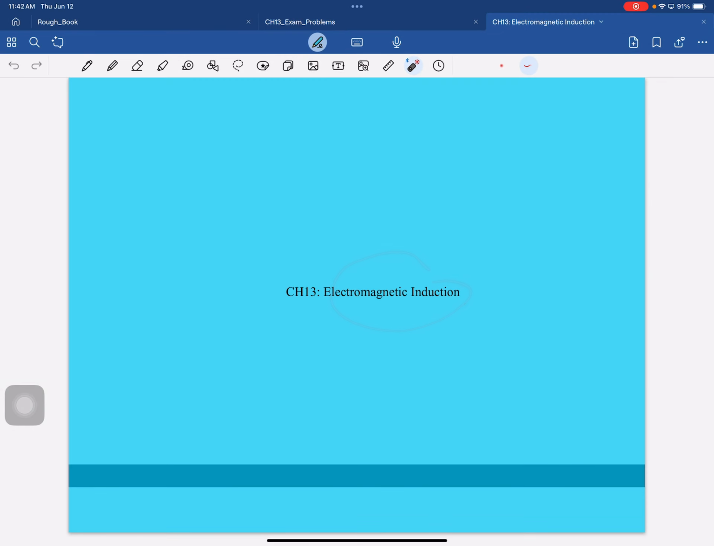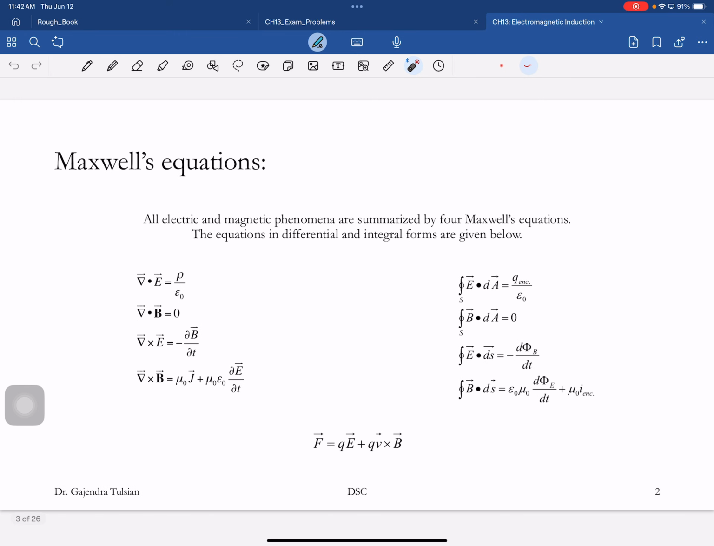We're talking about electromagnetic induction. So here are the Maxwell's equations. What the equation will be referring to in this chapter is based on this equation. So what does this equation tell you? This is called the Maxwell's Faraday equation.